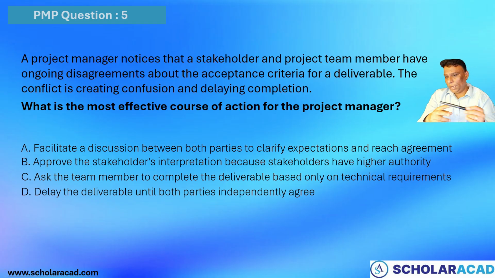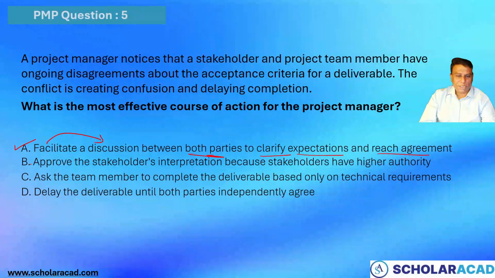So option A, facilitate a discussion. Very good. We are creating collaboration between both parties to clarify expectations and reach an agreement. This is a fantastic option. I love it, because we are going to focus on discussion and alignment, sitting at one table or in one meeting room, and then getting the agreement. Of course, people may have a disagreement, but at least we have close collaboration.